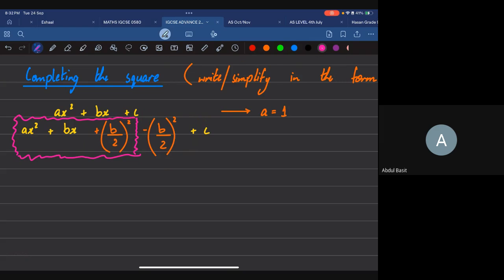This bit alone, I need to focus on it, nothing else. Now, does this look a lot similar to this? Yes, no, maybe? Come on, Basit, what does this say? Can I compare this with this, Basit? Yes, sir. Okay. Why, Basit? Sir, because a square plus b square equals a square plus 2b plus b square.